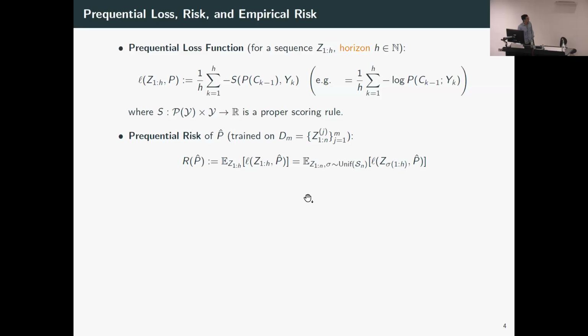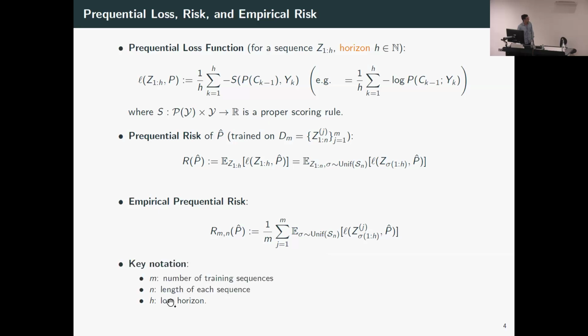Based on this idea of risk, we can also define an empirical version, which I'm calling the empirical frequentist risk. It's simply an empirical approximation of the risk, where we are reusing our data samples, the sequences Z_1 to N superscript j, to approximate the risk. Just as a notational reminder, M is the number of sequences in our data set, N is the length of each sequence, and H will be our loss horizon. The loss horizon can be, in general, shorter than the length of each training sequence.